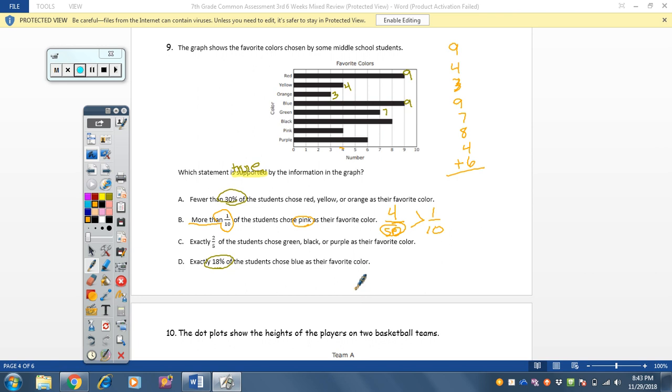That number goes here. Quick way to tell which one's greater. You might remember this from when you first started learning fractions. 4 times 10 is 40. 50 times 1 is 50. Is 40 more than 50? No, so it's not true. Yes, you must have this proportion to get points.